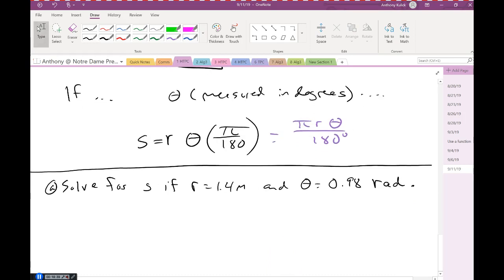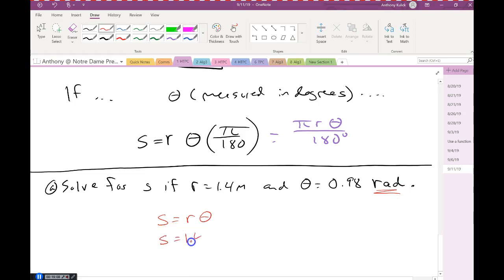Suppose we want to solve for S if r is 1.4 meters and theta is 0.98 radian. Which of the two formulas for S do I want to use? The first one or the second one? The first one. Why do I want to use the first one? Because my angle measurement is in radians.